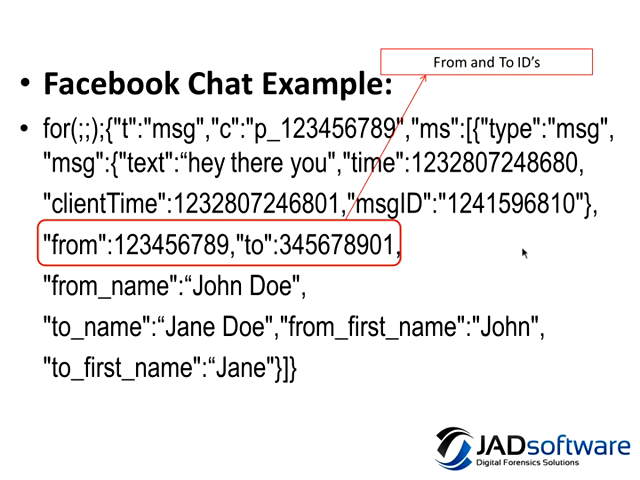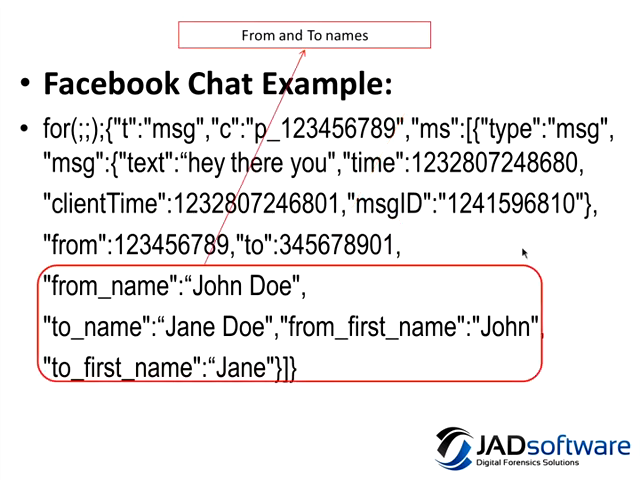Next after that is the from and to IDs of the Facebook recipient and sender, and you can look these up on Facebook. So if all you have is the ID, you can go to a URL on Facebook, replace the ID with one of these IDs, and get some information about the user. And at the bottom is just the from name and to names of the people involved in the conversation.